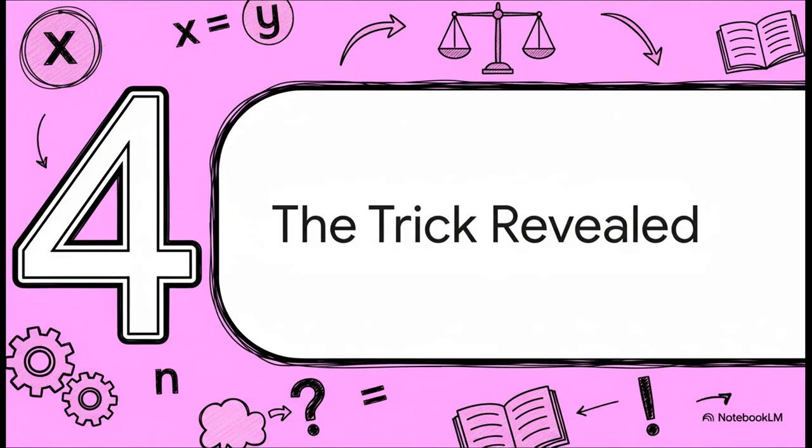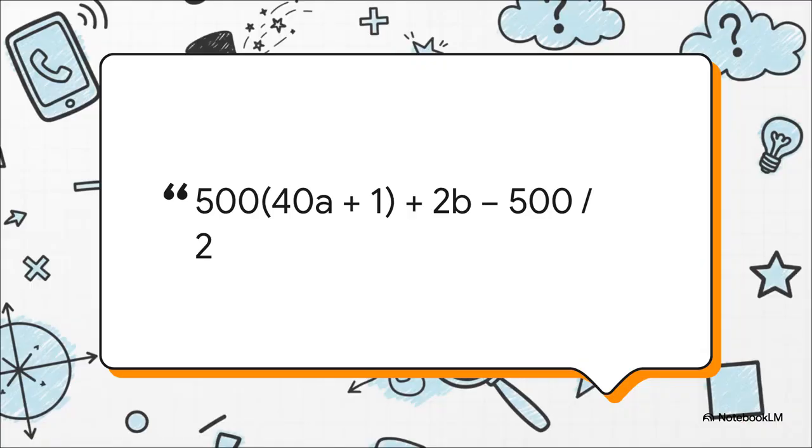Okay, let's do this. Section 4, the trick revealed. We have our 2 secret weapons now, variables and simplification. It is time to go back and finally crack the code behind that phone number trick. So, instead of your actual number, let's use variables. We're going to let A be the first 3 digits of your number, and B will be the last 4 digits.